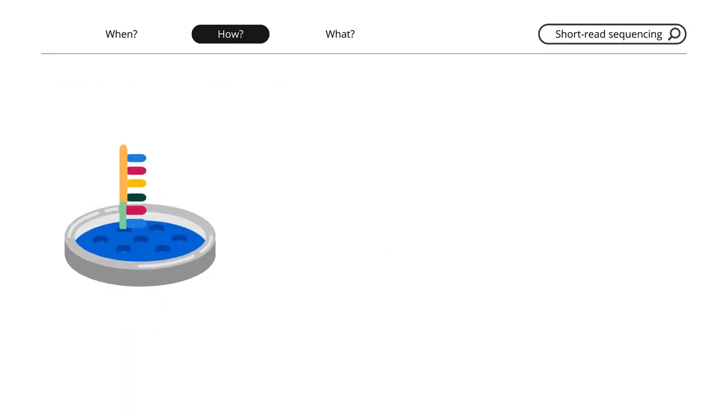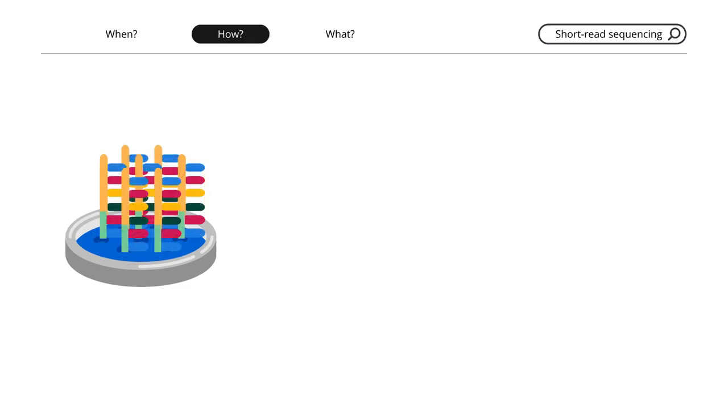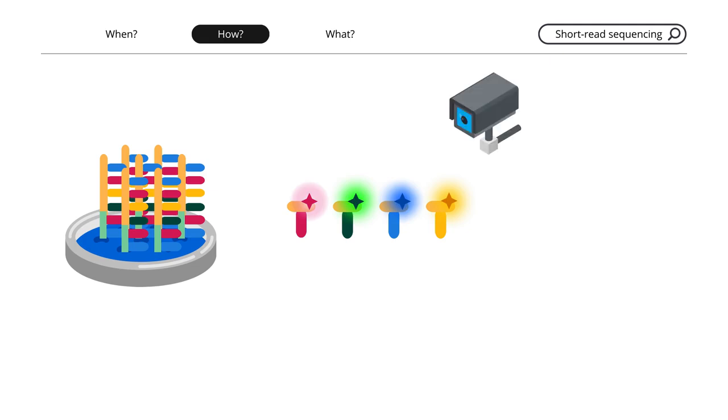Now that our DNA is anchored in place, the fragments are copied multiple times through a process called bridge amplification, creating clusters of identical DNA copies. These copies are what create a strong signal. In this process, special nucleotides are used that are fluorescently labeled so that each nucleotide has an identifying color. As the sequencing progresses, the nucleotides emit color captured by a detector.